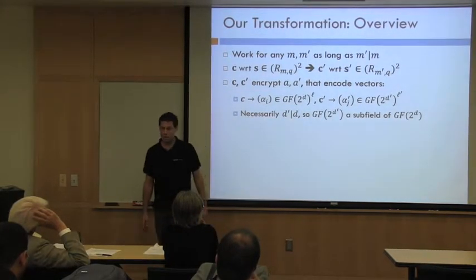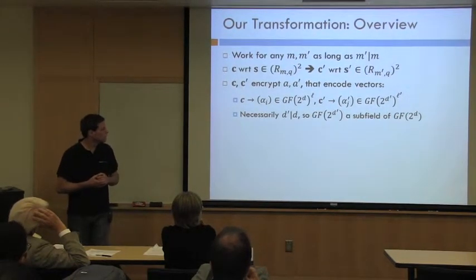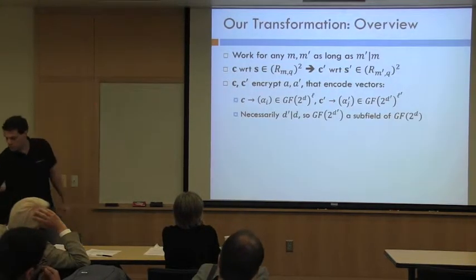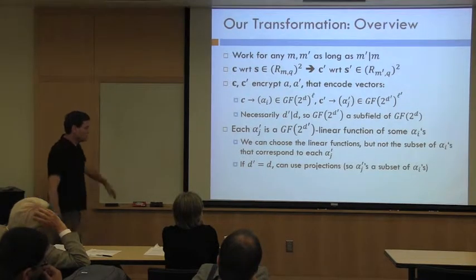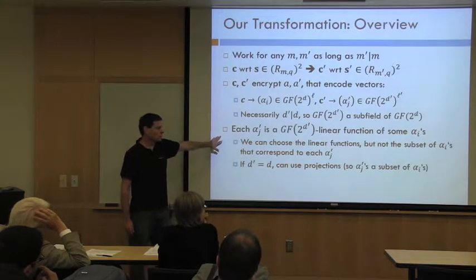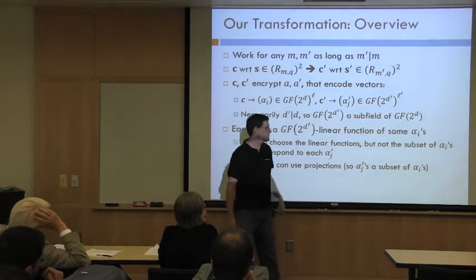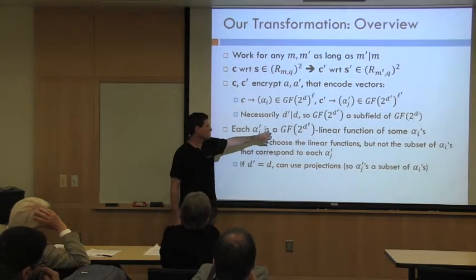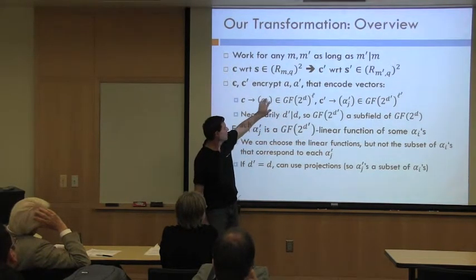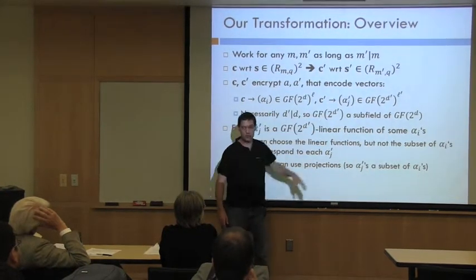Because M divides M prime, then necessarily D prime divides D. So also the elements that are encoded there come from a subfield. And the thing that we get is this. I'm going to spend time to describe that in much more detail, but on a high level, this is what we get. Each one of the A_J primes is obtained as a linear combination of some of the A_Is, the linear here being linear over wherever these guys live, GF(2^D prime).